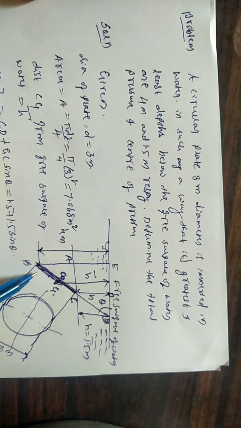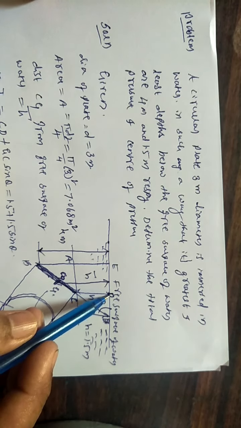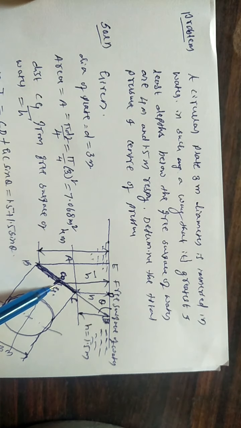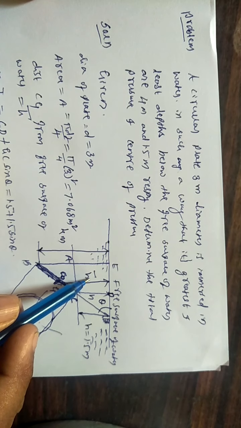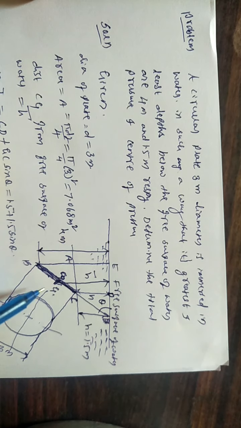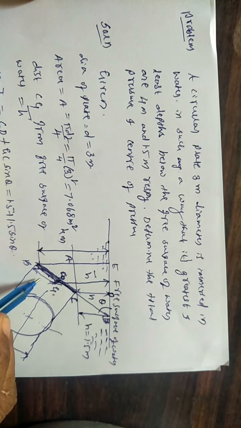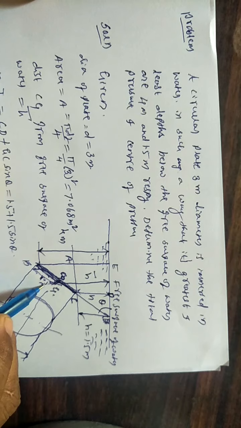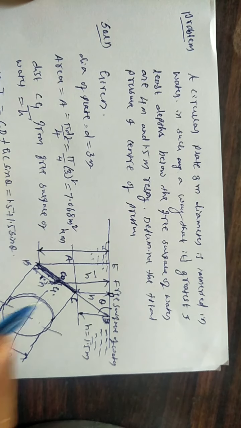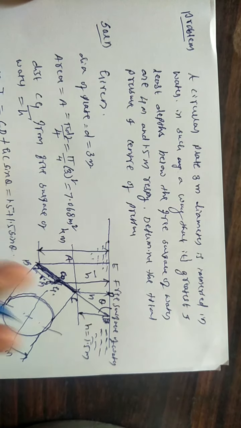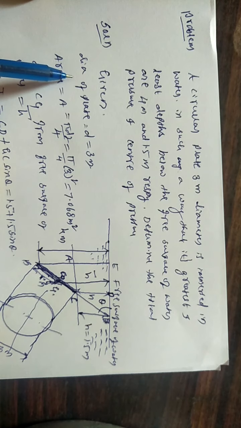Now we have to name this plane surface A, B, C, D, E. And the center of gravity G of the plane surface is at a distance h bar from the free surface of liquid. So this depth, and the diameter of the circular plate is 3 meters, so the radius is 1.5 meter. Okay, so now from this figure we go for calculation.